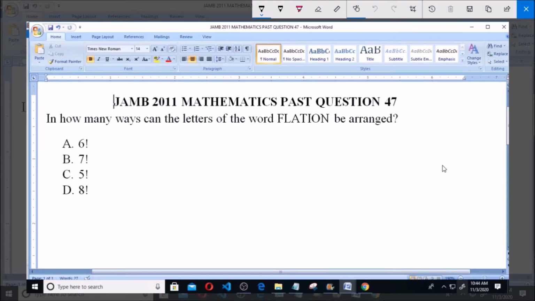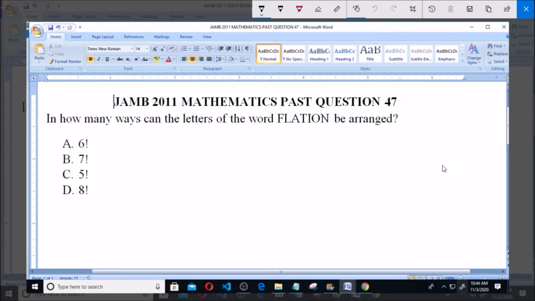Good day and welcome. I'll be answering JAMB 2011 Mathematics Past Question 47. In how many ways can the letters of the word "affliation" be arranged? Now, we have A, 6 factorial; B, 7 factorial; C, 5 factorial; and D, 8 factorial.